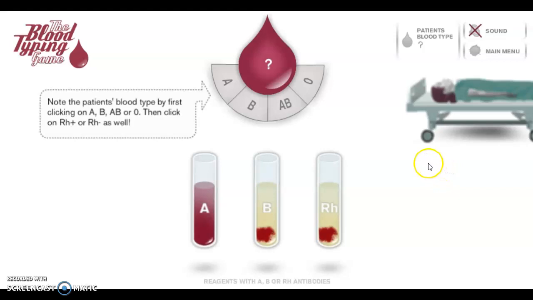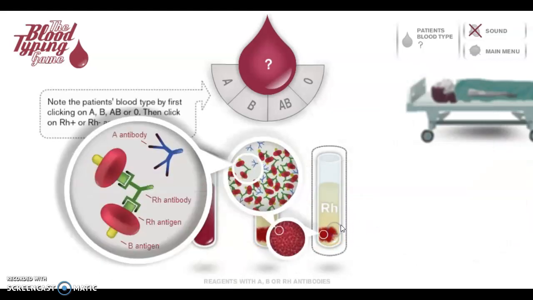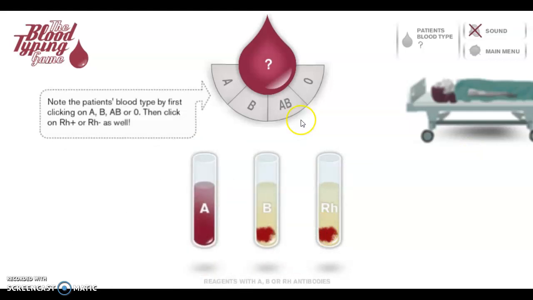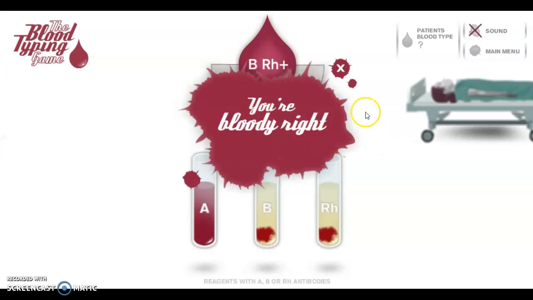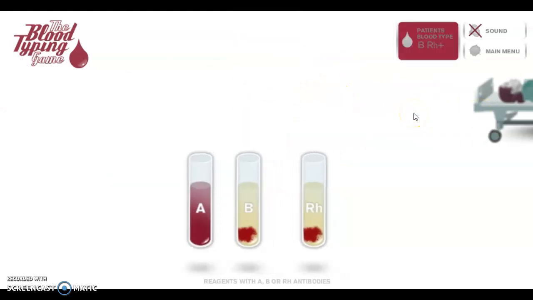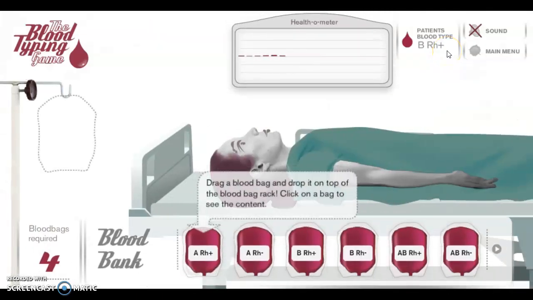Hopefully you've been able to identify that she has type B antigens because her blood is agglutinating or clumping together with type B antibodies. Because it's clumped here, that tells us she has type B. Because it's clumped here, that tells us she also has the antigen for Rh. So we can put that together and choose B Rh positive blood for her. So we know she has B positive blood, and now we need to give her a transfusion.